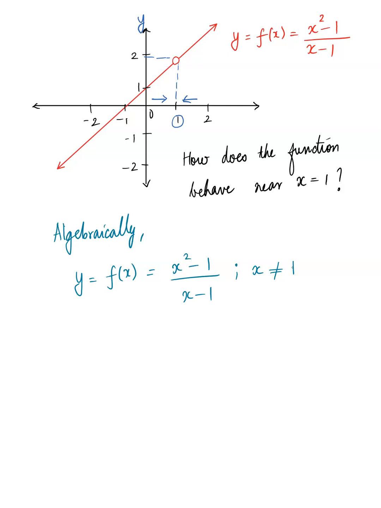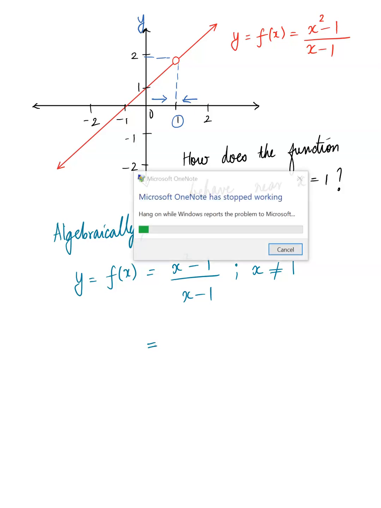So if you look at the corresponding red graph, it is not looking like a rational, right? Meaning that you don't see the branches. It's actually a straight line with a hole. So we can kind of explain that behavior by simplifying this algebraically.